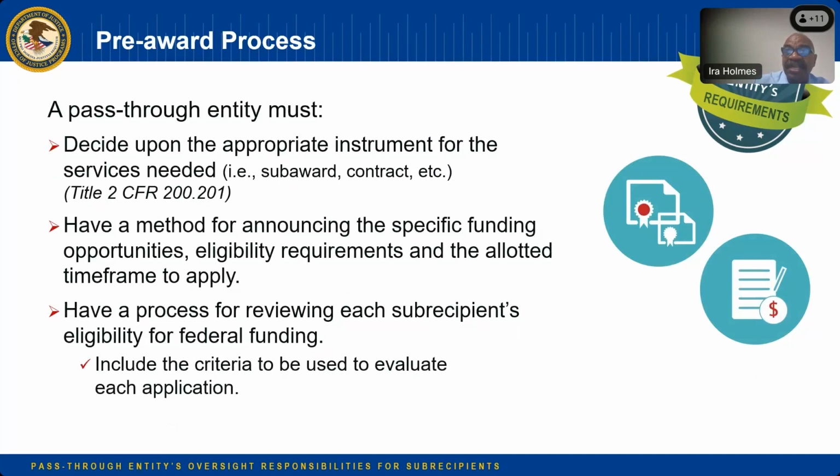A pass-through entity must decide the appropriate instrument for the services, whether it be a subaward or a contract, and that is from the Uniform Guidance, .201. A pass-through entity must have a method for announcing the specific funding opportunities, eligibility requirements, and the allotted time frame to apply, right here beside this public notice. A pass-through entity must have a process to review each subrecipient's eligibility for federal funding and include the criteria to be used to evaluate each application.